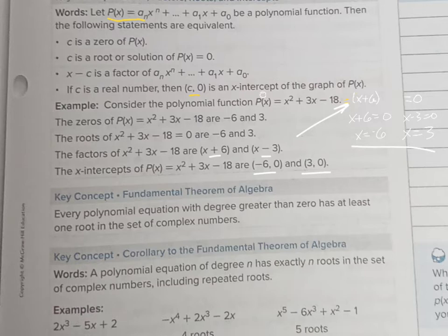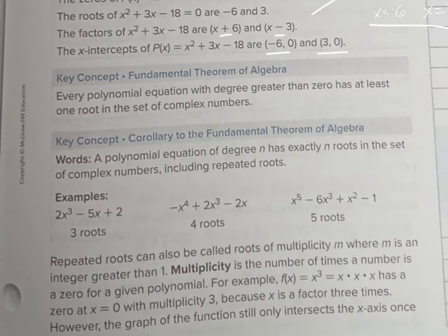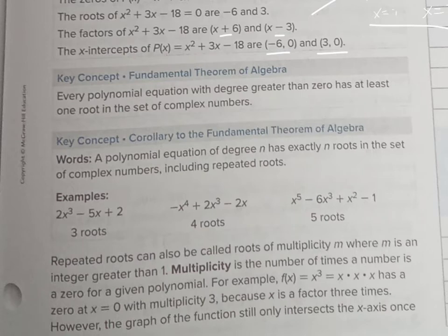It's all stuff that we already did. Okay, now they have this statement down here. Every polynomial equation with degree greater than 0 has at least one root in the set of complex numbers. Because they say that the polynomial has to have a degree greater than 0.